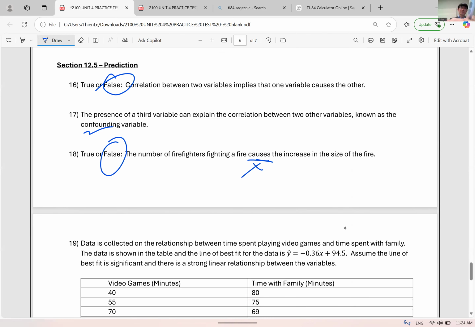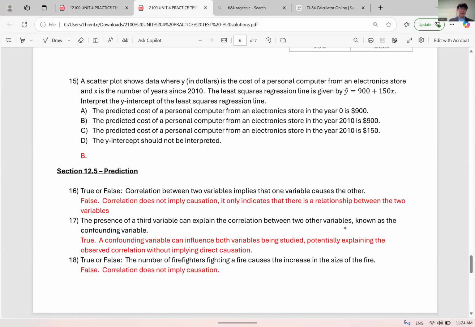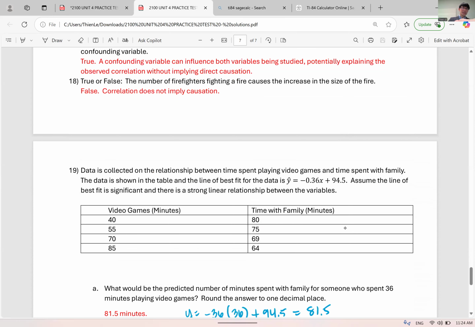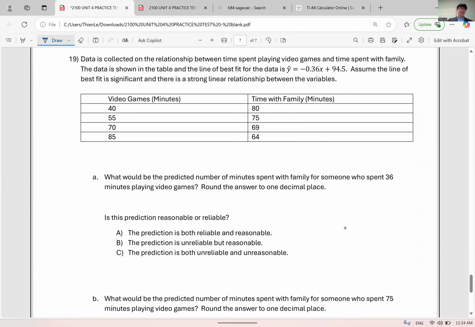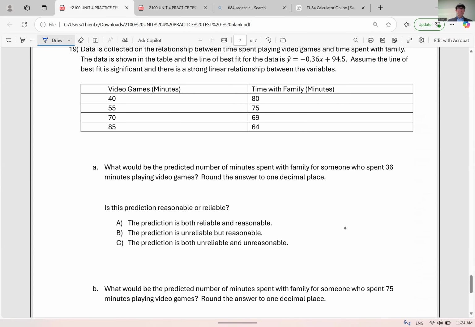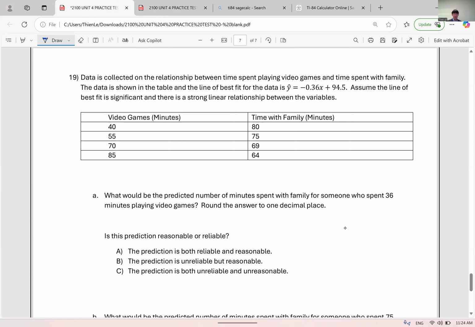Let's look at here. 4, 2, right? Yep. Okay. Good. We're pretty much there. See, 19. Oh, yes. Good. Data collected on the relationship between time spent playing video games and time spent with family. Okay. Yeah, this is a good study. Data shown that, okay, so I got it backward, right? You should spend more time for a game. How can there be less time for family, right?